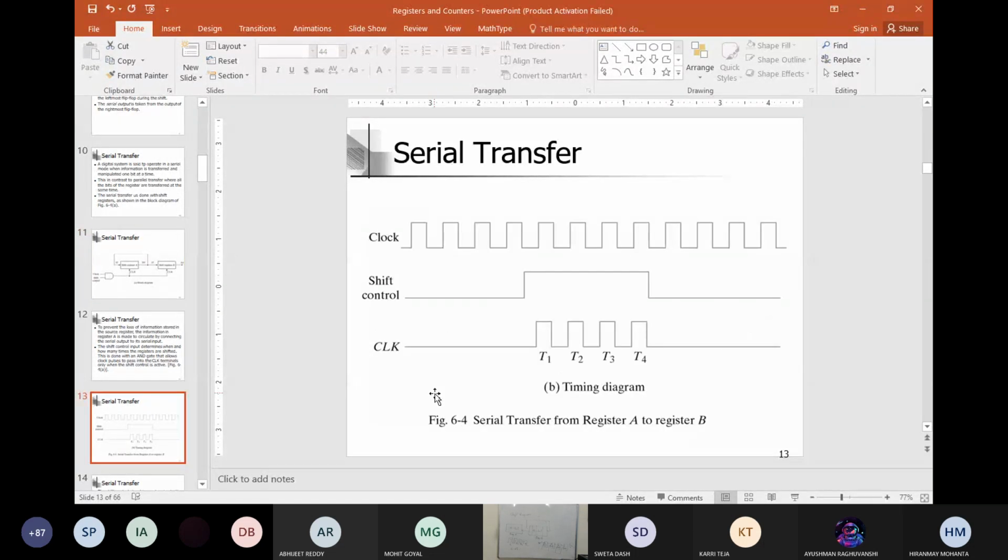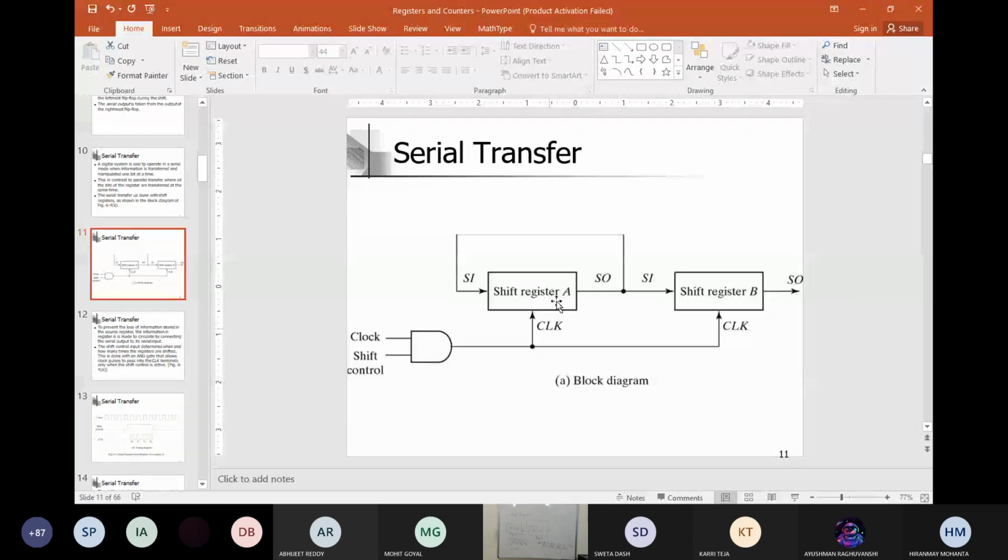Just check this. There are two words, CLK and clock. CLK is different and clock is different. CLK is a big CLK. If you want, you can take a screenshot. CLK is a combination of these two, then only CLK will be generated, isn't it? Have you checked it? Yes, ma'am. CLK is different from clock. Please try to identify it. CLK is the combination of these two.